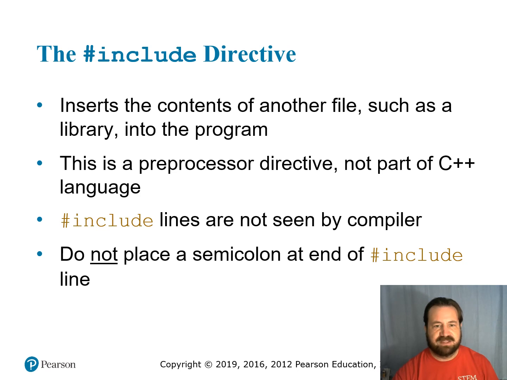Whenever it hits pound include, say, iostream in this case, it just replaces that line with the entire header of the iostream library, so that all of those things are now part of your program. That whole library is now part of your program. Do not place a semicolon at the end of the pound include line. It really won't hurt your program if you do, but there's no reason to. The compiler would see this extra semicolon floating there and not know what to do with it.